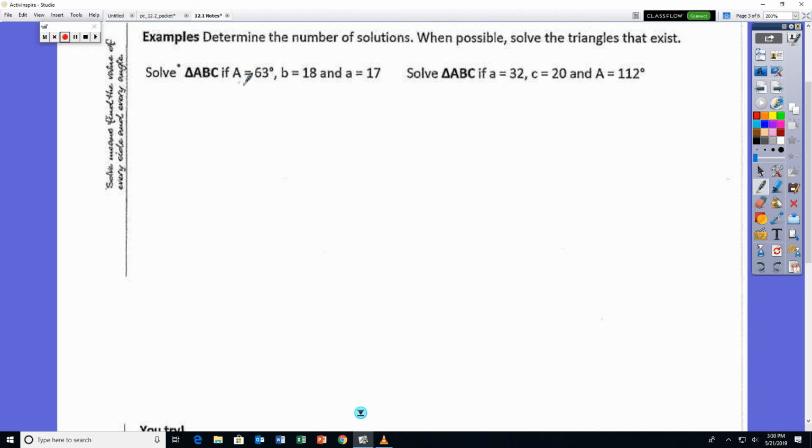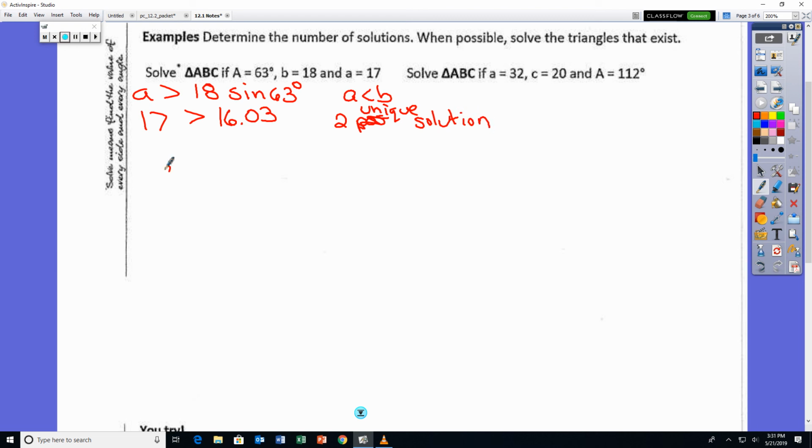Alright, and our second to last example problem here. On the left, they gave me what angle A is, they gave me b, they gave me a. So b times the sine of 63, or 18 times the sine of 63, we need to see how many possible solution sets there can be. That's going to give me 16.03, which is less than 17, or a is greater than b times sine of A. Now I need to compare which is larger, a or b. Well, a is less than b, so that means there are two possible solution sets.